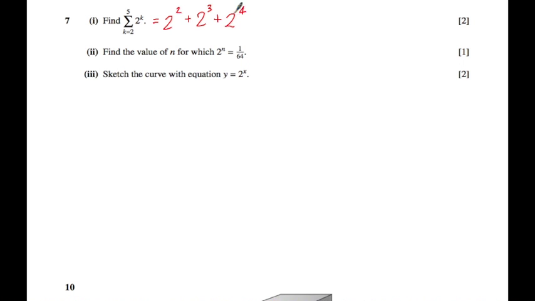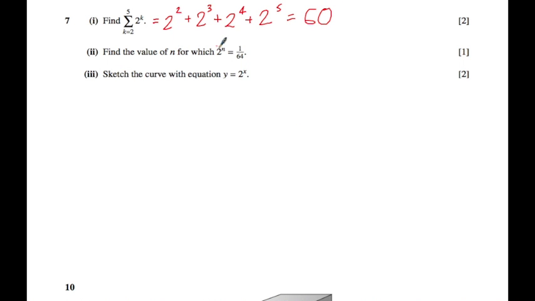So what this means is sub in each number from 2 up to 5 into whatever expression is in front of it. Okay, so that's going to be like 4 plus 8 plus 16 plus 32. Obviously you can put that all in your calculator and that gives us 60.